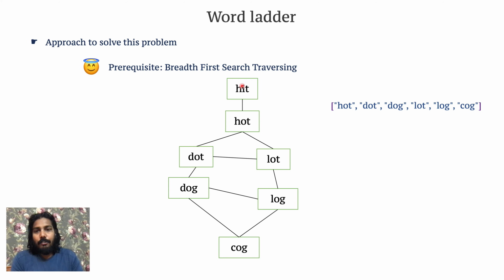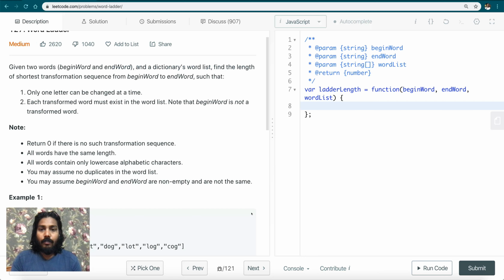You can also travel from hit, hot, lot, and log, dog, and cog. So there is no limit. So you can just travel from anywhere to anywhere. But we have to keep the number of words in our sequence minimal. So we have to try to reach the end node as soon as possible. So yeah, let's start to code this.